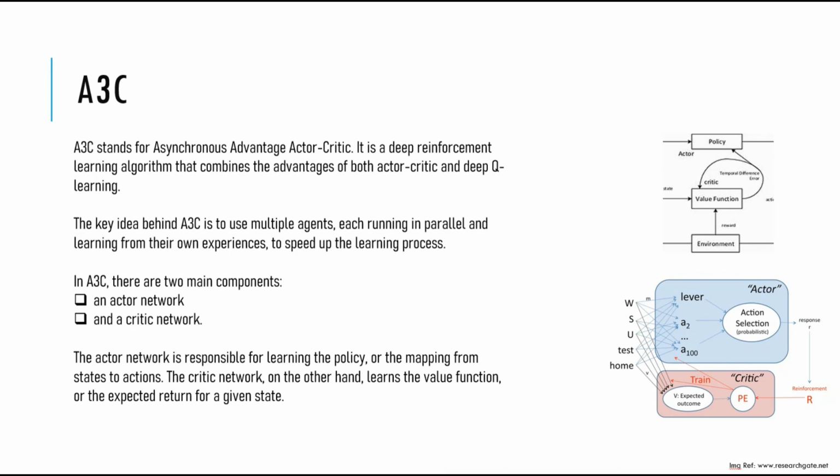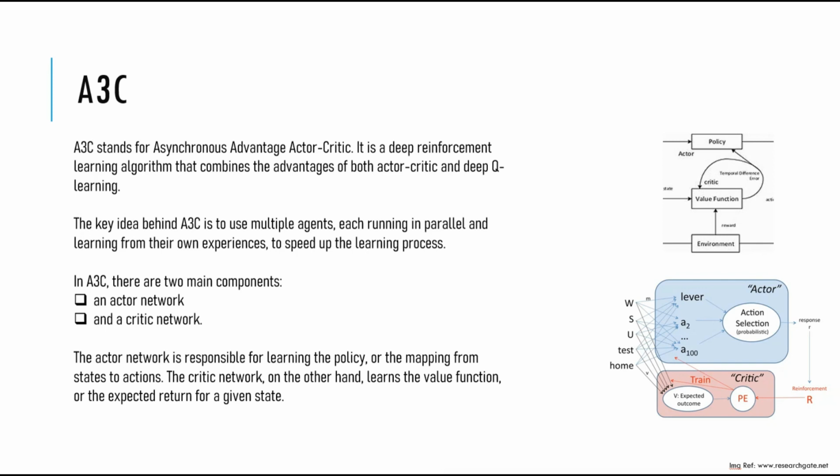Now let's learn the A3C algorithm. A3C stands for asynchronous advantage actor critic. This is an advanced version of the actor critic algorithm that we learned in the previous tutorial. It's an extension of the basic actor critic algorithm that employs multiple agents working asynchronously and communicating with a global parameter server. A3C is designed to be more efficient in learning from high dimensional continuous state and action spaces by leveraging the power of deep neural networks.